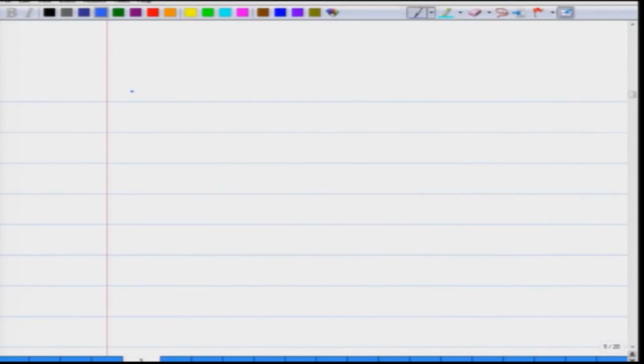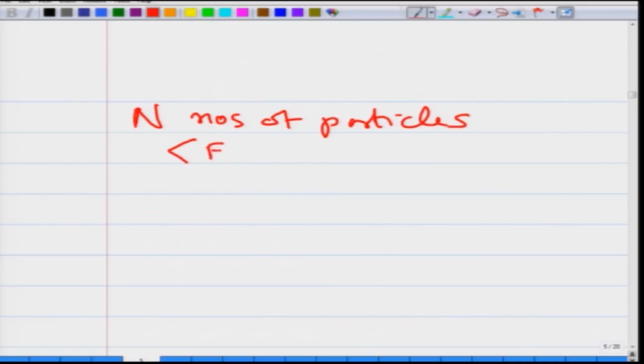If we have N number of particles, then the average total energy of this N number of particles of gas kept at temperature T is 3/2 N kBT.